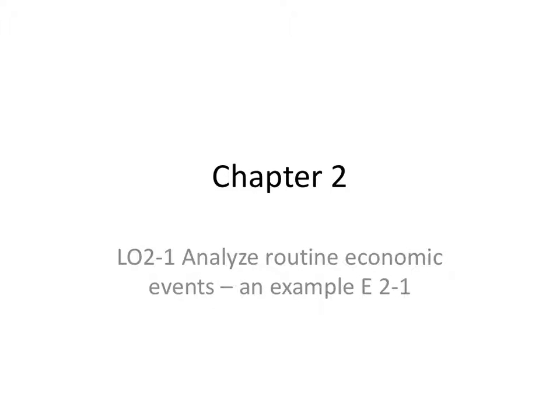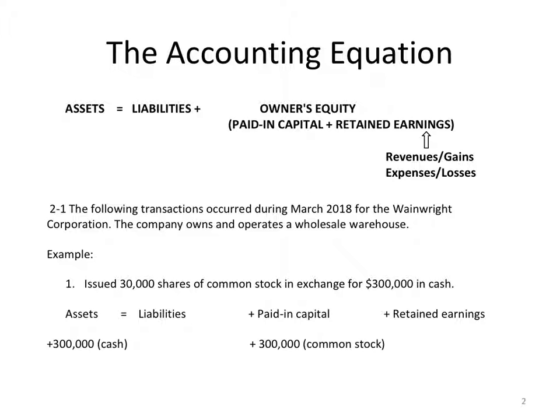In this video, I'd like to use the textbook example exercise 2.1 to analyze some routine economic events to see how they impact our accounting equation. So we're going to look at the accounting equation using exercise 2.1 from the textbook. I have reprinted it in the chapter 2 outline. If you want to follow along from the outline, you'll also see it in the following PowerPoint slides. So if you downloaded the PowerPoint slides, you have them there.